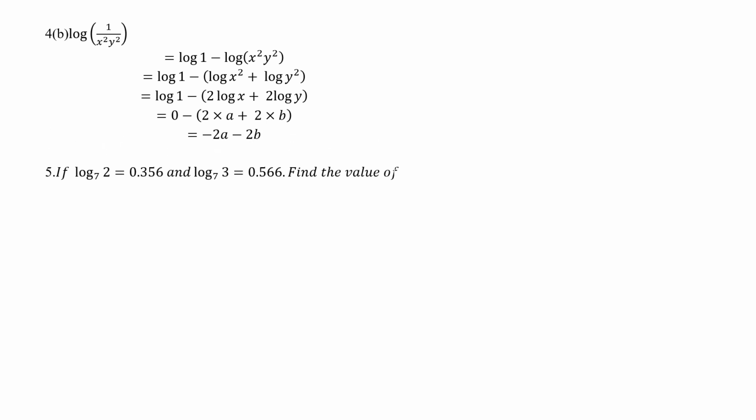When we go to number 5, if log of 2 base 7 is equal to 0.356 and log of 3 base 7 is equal to 0.566, find the value of 2 log of 7 over 15 base 7 plus log of 25 divided by 12 base 7 minus 2 log of 7 divided by 3 base 7.